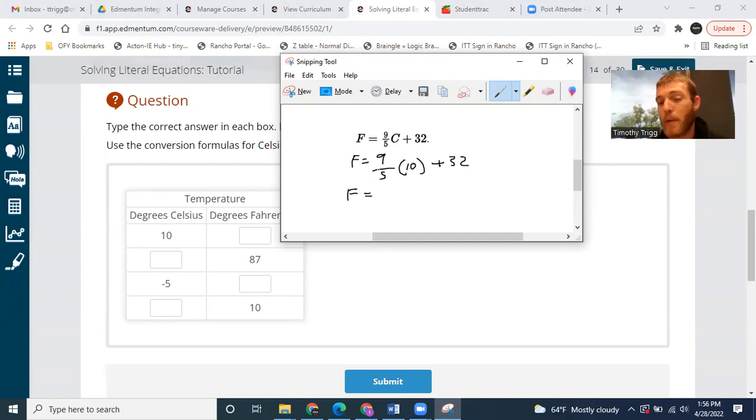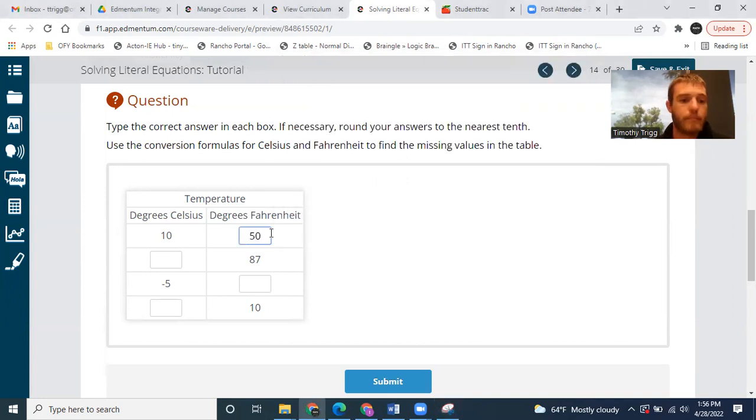Hopefully you remember how to multiply a fraction times a whole number. Remember, you could do the whole number times the numerator, the top, divided by the denominator. So 10 times 9 is 90. 90 divided by 5 is 18. And we have 18 plus 32, which gives us 50. So here we're going to put 50.